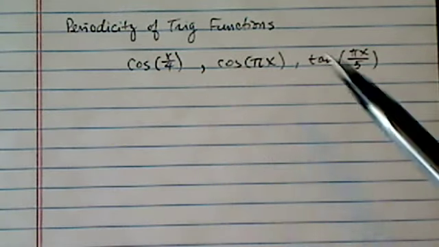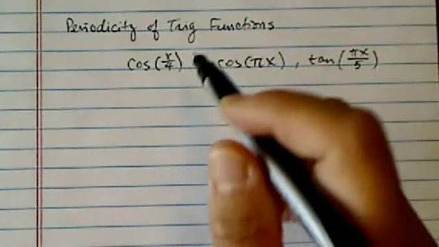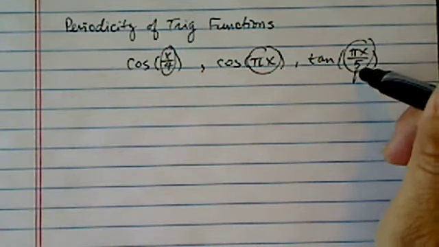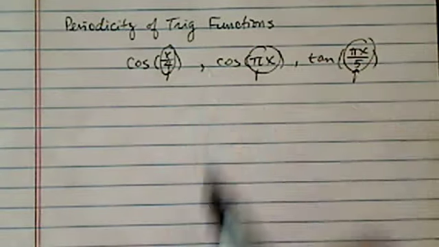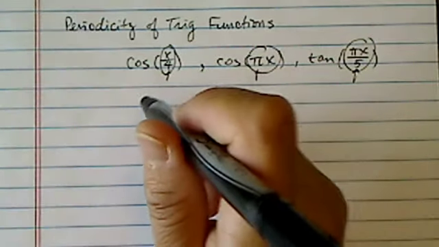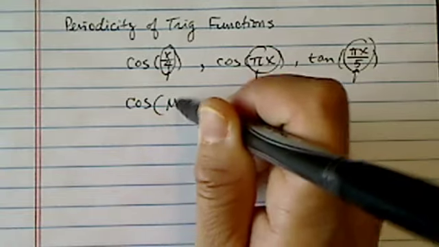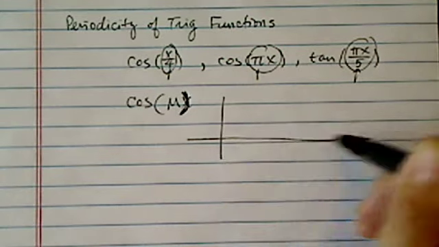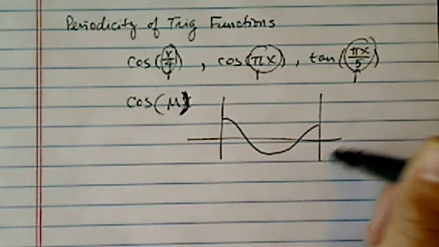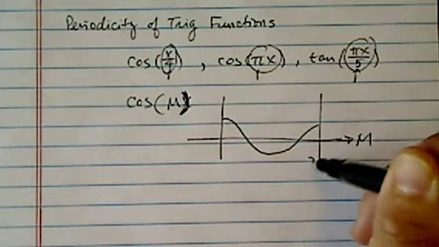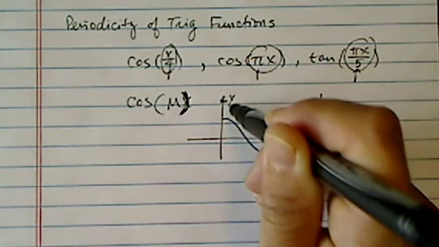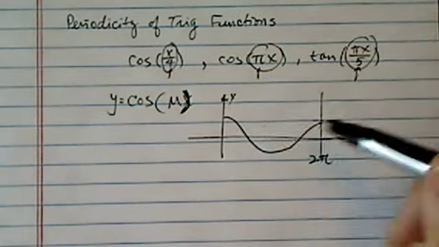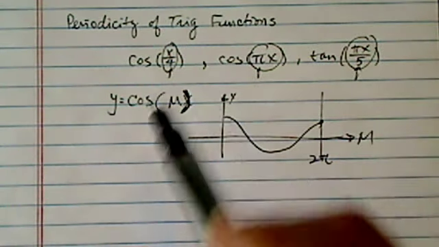I remember the first time I was learning this, it confused the heck out of me, because when the variable changes and they put a weird coefficient in front of the variable, everything looked so complicated until I recognized this. If you have a cosine of m, let's take m as a function. This one is pretty easy to draw. When m is equal to 2 pi, the whole function repeats itself all over again. So every 2 pi, cosine x repeats itself.